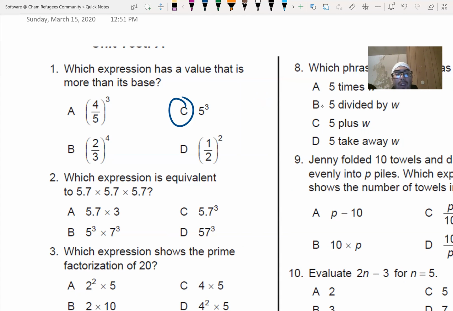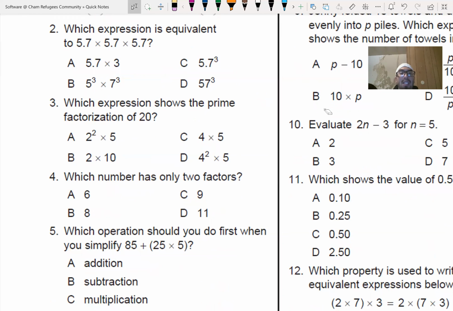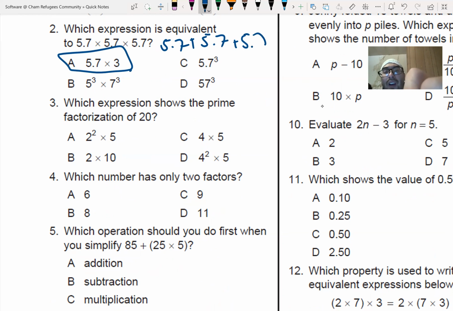Okay, so now we go on to number 2, and it says which expression is equivalent to 5.7 times 5.7 times 5.7. Remember, this is repeated multiplication, right? You're taking the same number and multiplying it by itself. It's not this one because 5.7 times 3 is actually 5.7 plus 5.7 plus 5.7. That's a repeated addition. This is repeated multiplication, right? So we eliminated that one.